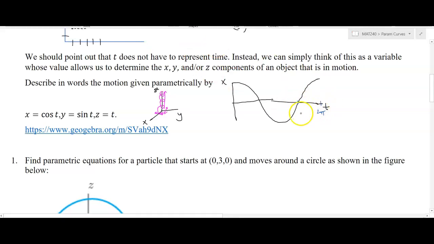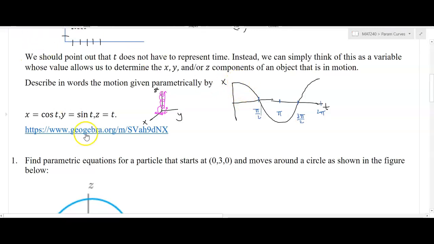So this is 3 pi halves. In terms of degrees, that would be 270 degrees. Here, this is at pi. This is at t equals pi halves. And then back here is at t equals 0.